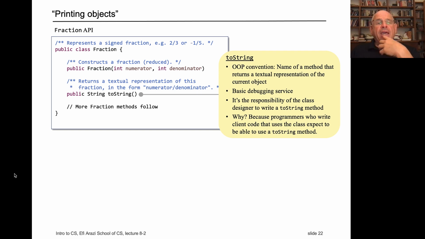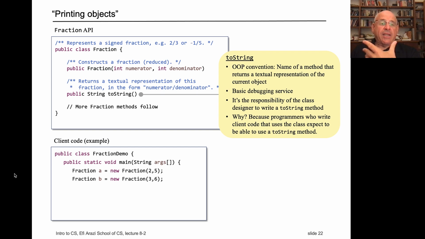current object. It's a very important debugging service, because if you write a program that creates fractions and manipulates them, I guess the first thing that you want to do is look at what you've done, right? You want to be able to display it on the screen or print it on paper or whatnot. So it's the responsibility of the class designer. In our story, it's our friend Alice, to write a toString method. She has to do it because client code or client programmers will expect to be able to use such a printing service.